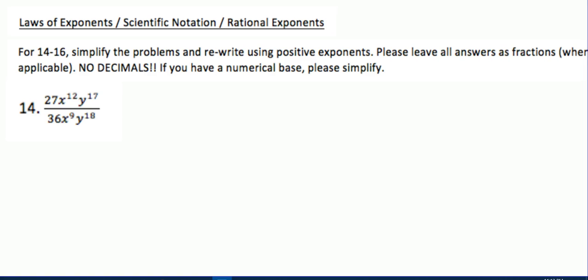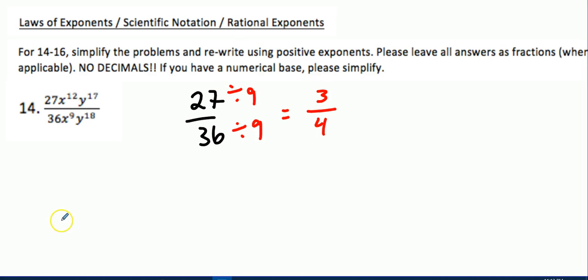Number 14. So in my class I deal with numbers with numbers, so I look at 27 over 36 first. I see that I can take a GCF out of 3 and 9. 9 is a better GCF. I get 3 over 4. So then the next thing I do, I prepare my final answer down here. I'm going to throw stuff on top and bottom. And I dealt with the numbers first. So again, I dealt with numbers first. Now I'm going to deal with variables next.